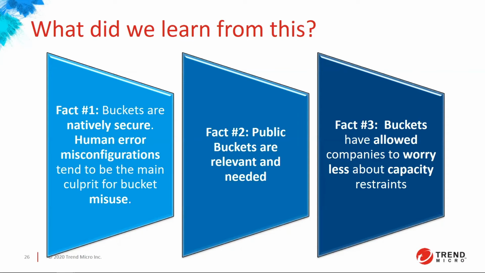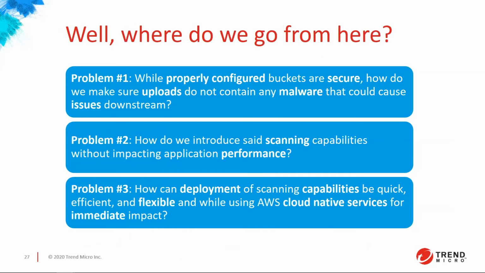So those are the three facts in this case study that we worked on with this customer, which left us three problems to attack to provide them a solution, right? We know that properly configured buckets are secure, but problem number one is that malware is getting downstream. We want to make sure those uploads don't contain any malware that can cause issues to those downstream subscribed applications. Two, and this is definitely relevant to myself when I work with customers, is how do we introduce those scanning capabilities without impacting application performance?